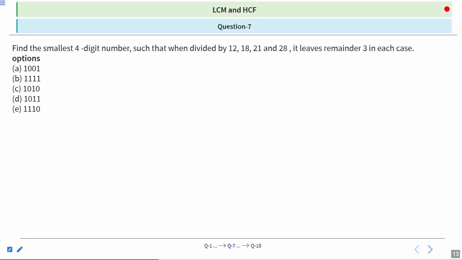Next is find the smallest four-digit number such that when divided by 12, 18, 21, and 28, it leaves remainder 3 in each case. And the options are option A, 1001, option B, 1111, option C, 1010, option D, 1011, and option E, 1110. I'm giving you 10 seconds to find out the correct answer, and after that, I will do the solution for you.